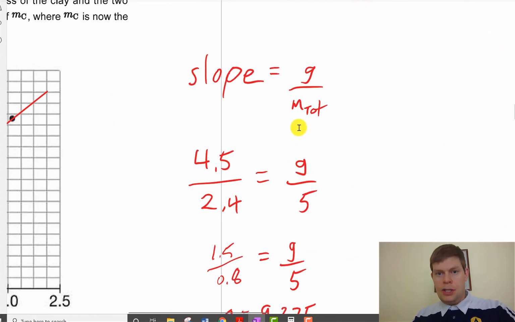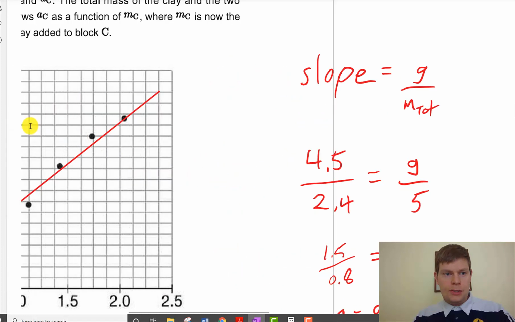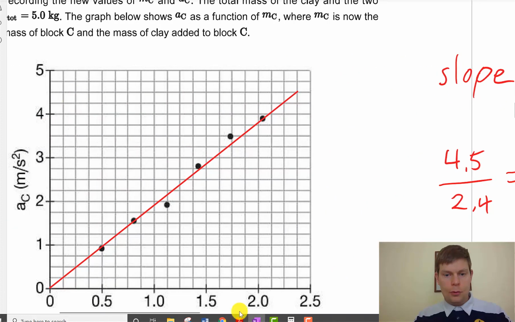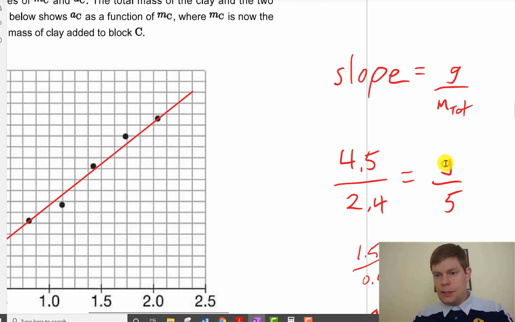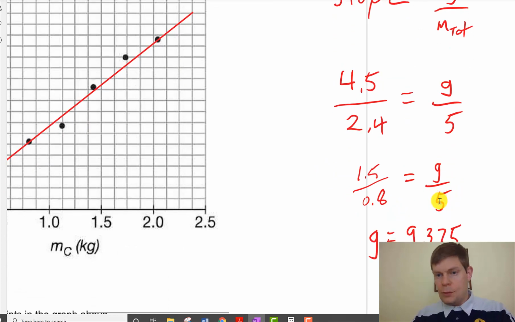So this is what I'm saying here. My slope is equal to g over the total mass. My slope is just rise over run. So we got 4.5 divided by 2.4 equals g over 5. It was said that the total mass is 5 kilograms. We can kick this up and we get 9.375.